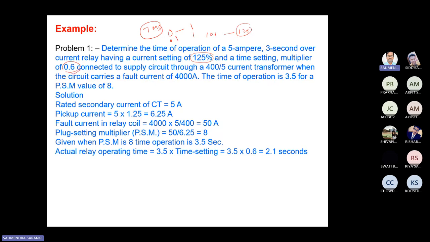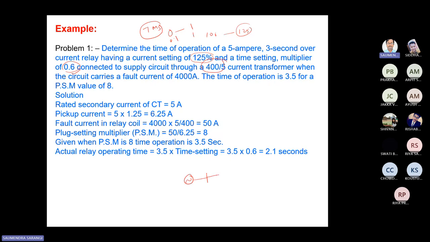The supply is connected to a supply circuit with a 400 by 5 ampere current transformer, which means we have a system connected to the load. And here we have a CT, whose rating is 400 by 5.